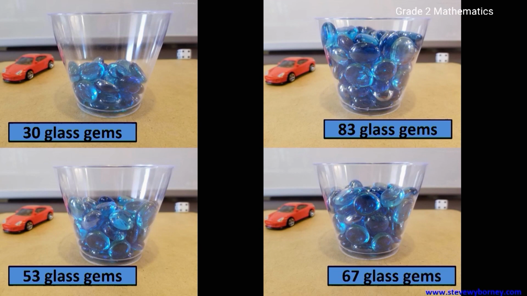"67 glass gems in this cup." How close was your estimate to the actual answer? I bet you're getting really good at estimating now.